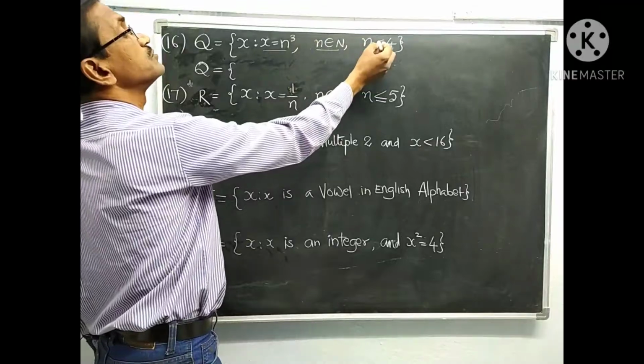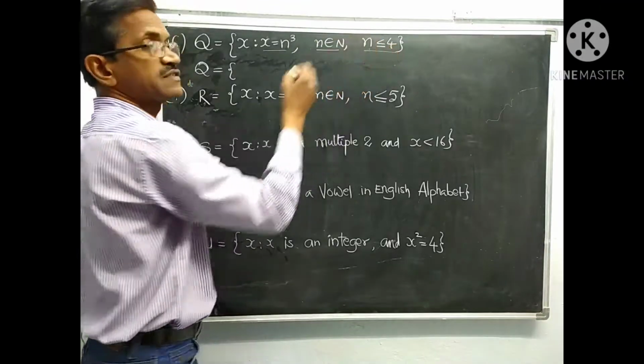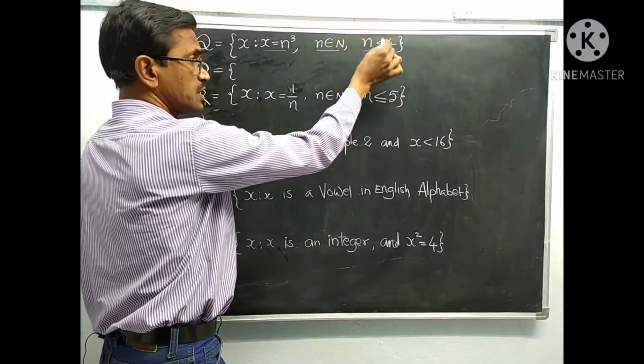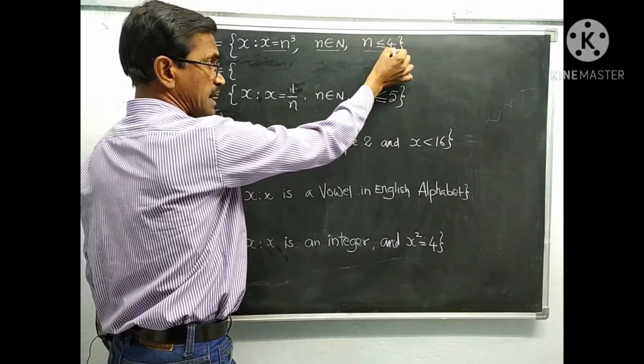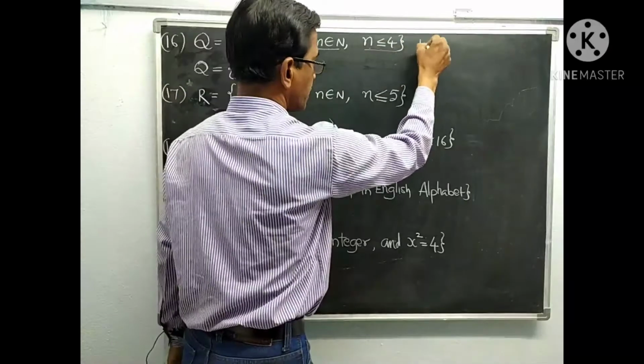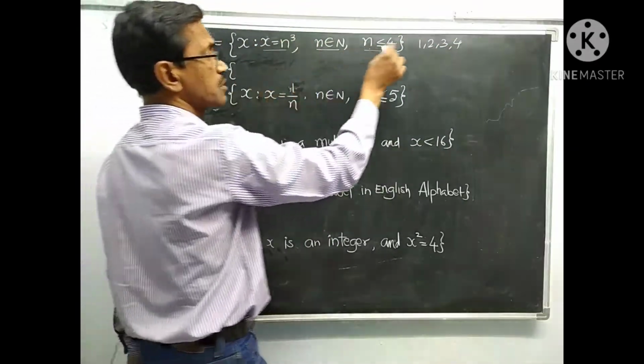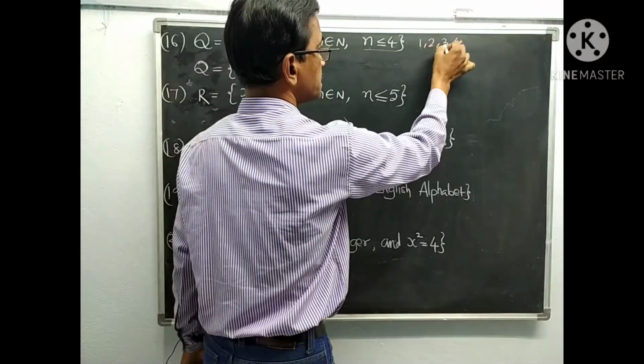We have to first take the elements from n less than or equal to 4. How many elements are there? n less than or equal to 4 means n takes the value 4 and values less than 4. Those are 1, 2, 3, 4. So n is equal to 1, 2, 3 and 4.